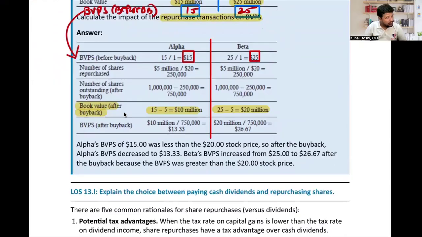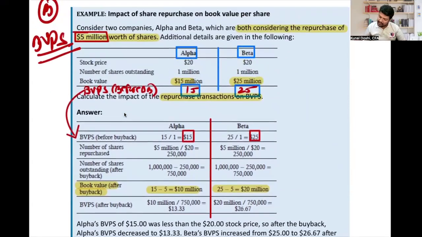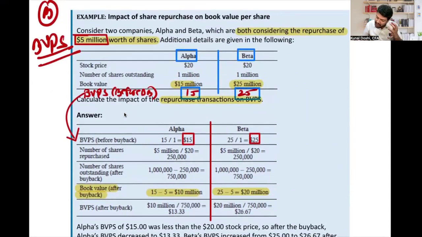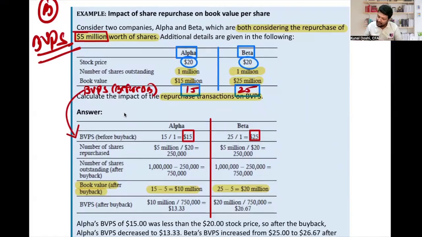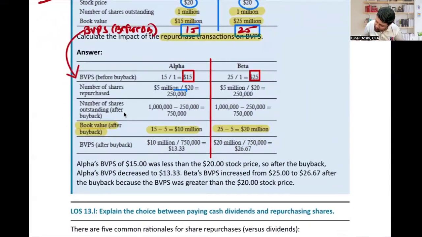But that's not all. The number of shares will also be reduced, isn't it? Before buyback, you had 1 million shares in both cases. Now, you are going to buy back 5 million, and the stock price for buyback is 20 in both cases. So 5 million divided by 20, basically you're going to buy back 250,000 shares from the 1 million.